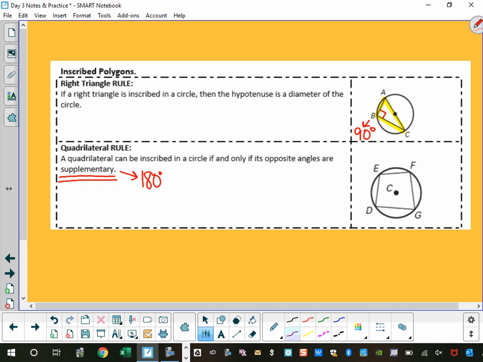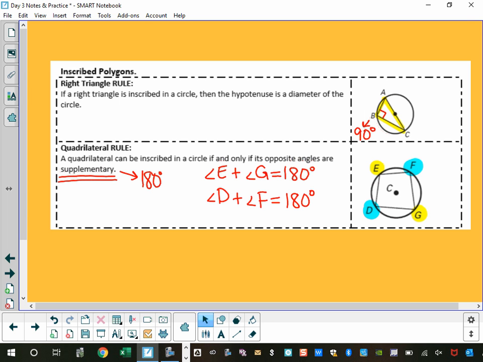All right, so we're looking at this picture here. Angle G and angle E are going to be opposite. So those two combined will equal what? 180. When you have a quadrilateral, opposite angles equal 180. So that means that D and F are opposite and they're also equal to 180. So angle E plus angle D is going to equal 180 degrees. And then angle D plus angle F is going to equal 180 degrees.